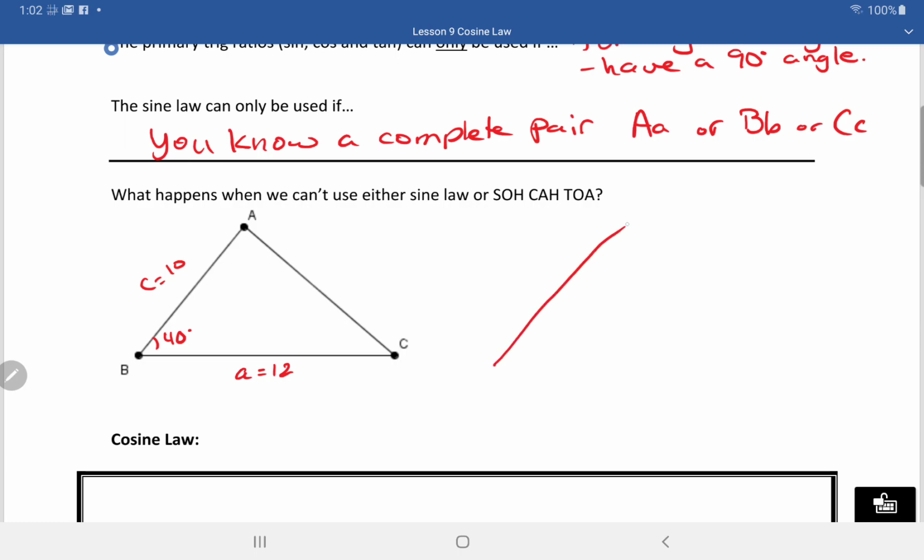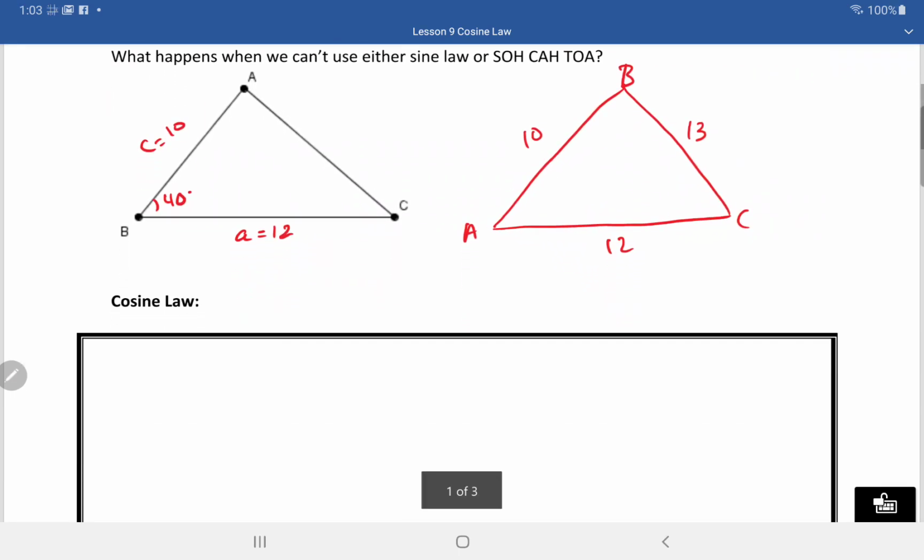And then the other time where there's no pair is if we knew, let's say this was 10, this was 12, and this was 13. There's no complete pair here either because we don't know any angle in this triangle. So we don't know the angle that goes with 13, we don't know the angle that goes with 12, or the angle that goes with 10. These are the two cases where there's no pair and you would have to use cosine law.